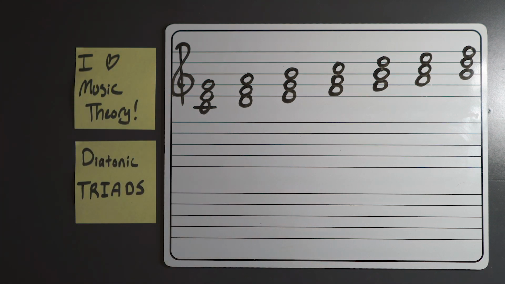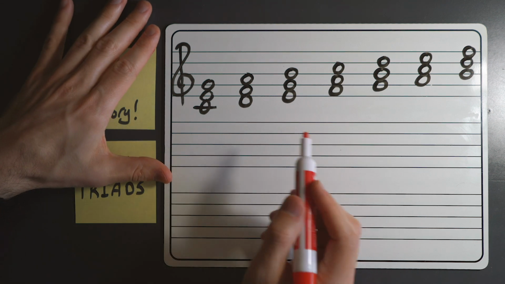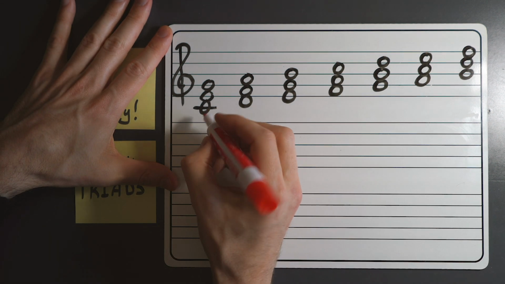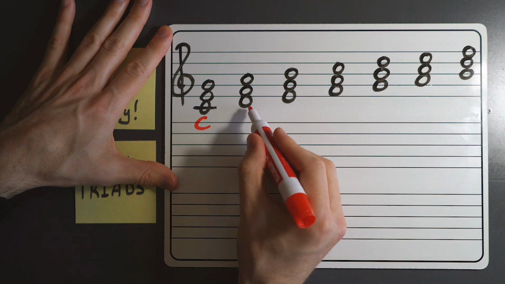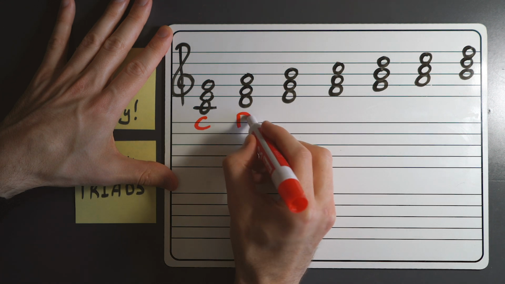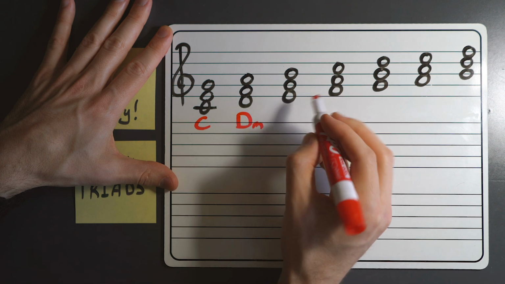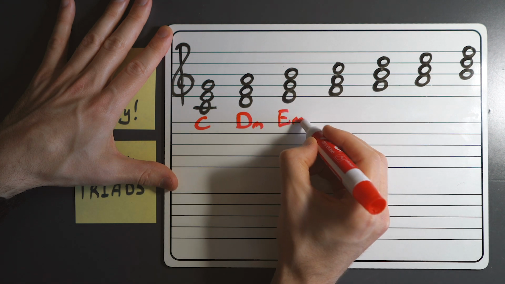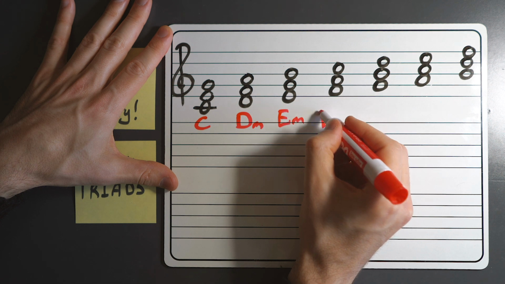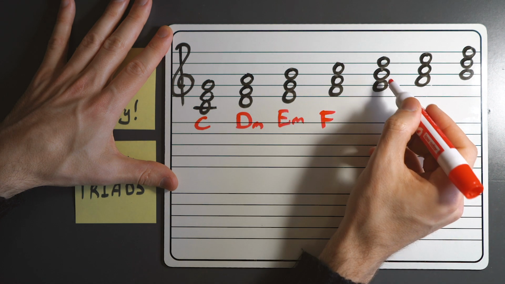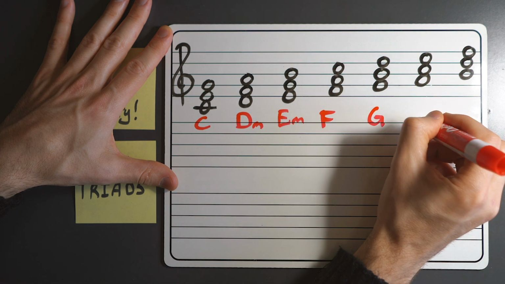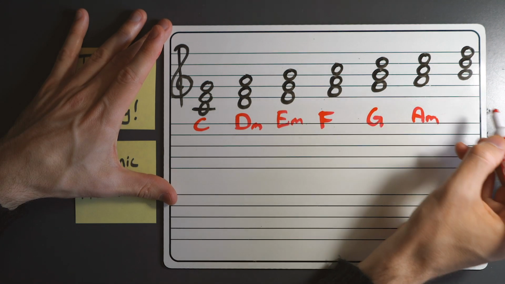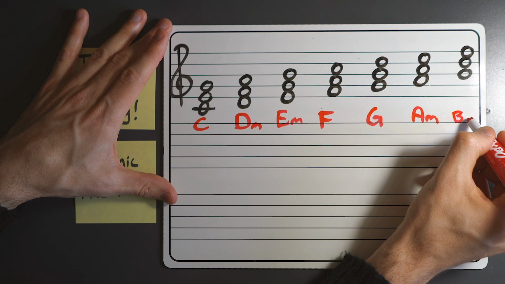So now if we go through here and we analyze every single chord, we'll actually find something interesting. So here we have C, E, G. This is our C major triad. D, F, A is going to be D minor. E, G, B is going to be E minor. F, A, C is going to be F major. G, B, D is going to be a G major. A, C, E is A minor. And B, D, F equals B diminished.